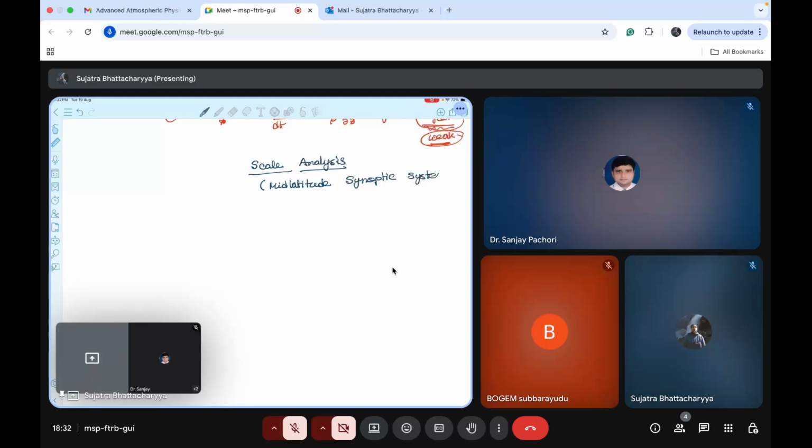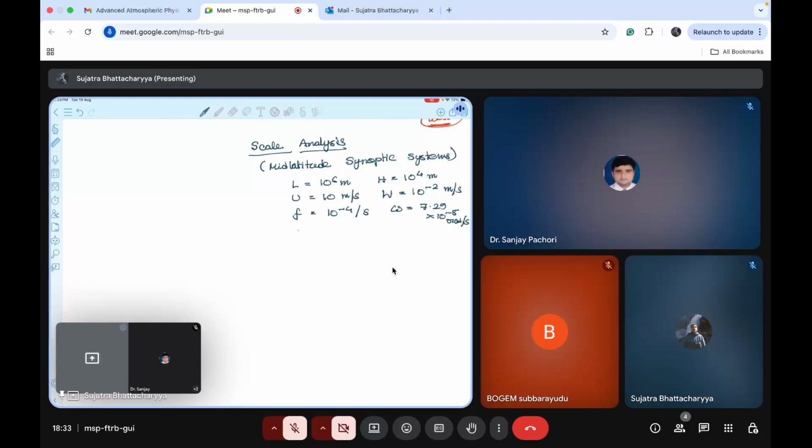Synoptic systems, where the length scale L is about 10 to the power 6 meters, H, the vertical height, is 10 to the power 4 meters, then U is 10 meters per second, and U and V are the same, and W is 10 to the power minus 2 meters per second. F is 10 to the power minus 4 per second, omega is 7.29 times 10 to the power minus 5 radians per second. Oh, and g is 10 meters per second squared. We know this value is known. It's almost 10. It's not actually 10, but we'll make it similar to 10.